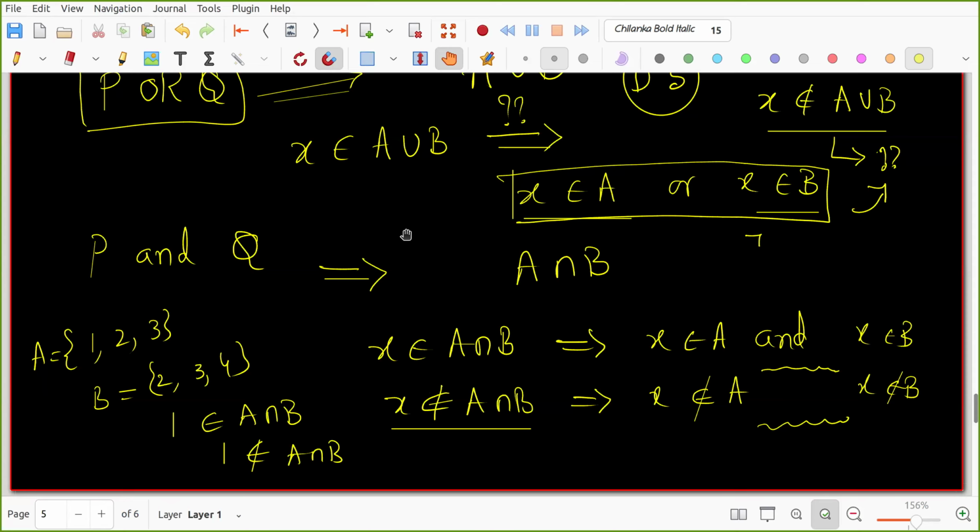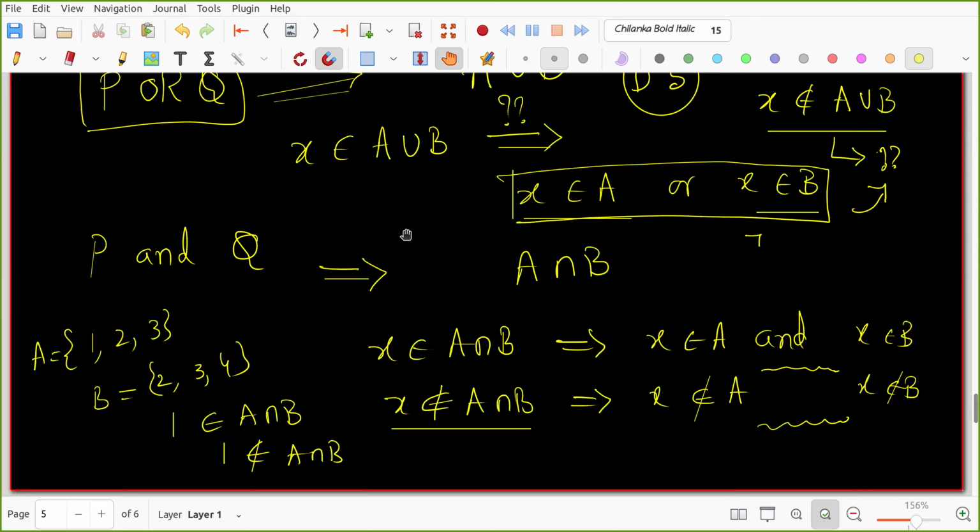X is not in A. Can it be in the intersection? No, sir. Suppose X is not in B, can it be in the intersection? No, sir. So that means if one of these is true, what is true? If X is not inside A, then X is not inside the intersection A and B. If X is not inside B, then X is not inside the intersection. So it is not necessary that both should happen, no? If one of them is true, then X is not inside the intersection.